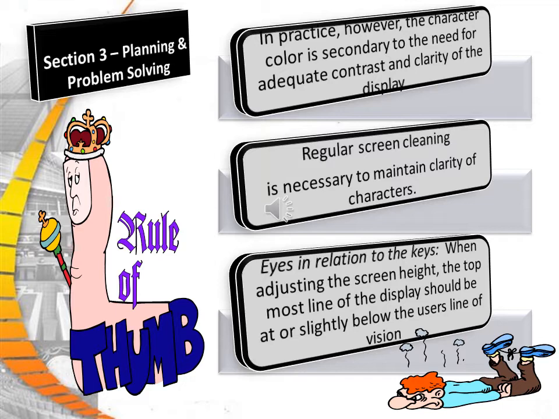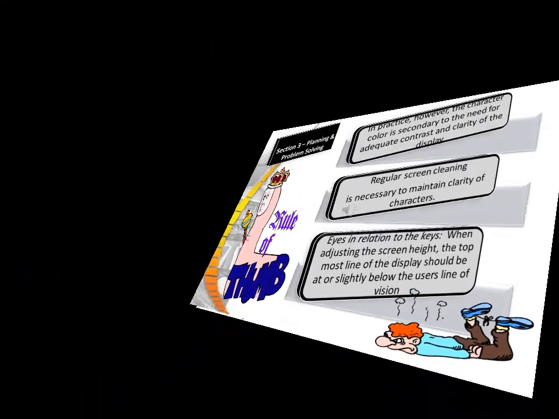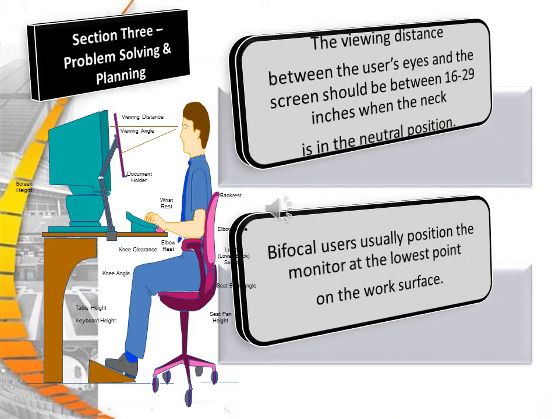Eyes in relation to the screen. When adjusting the screen height, the topmost line of the display should be at or slightly below the user's line of vision. Here we can see a visual depiction of the proper viewing distance. The viewing distance between the user's eyes and the screen should be between 16 and 29 inches when the neck is in a neutral position. Bifocal users will position the monitor at the lowest point of the work surface.